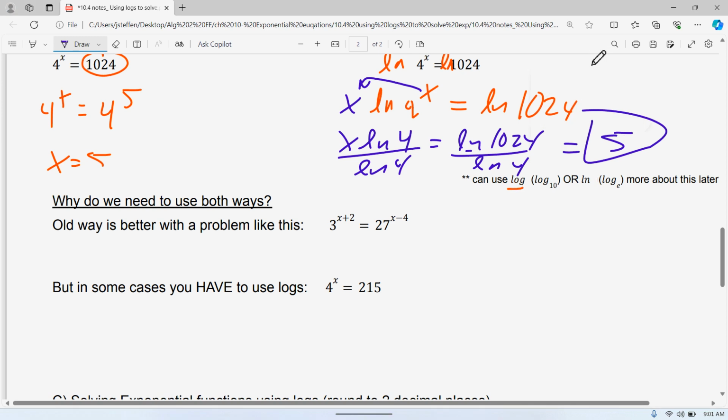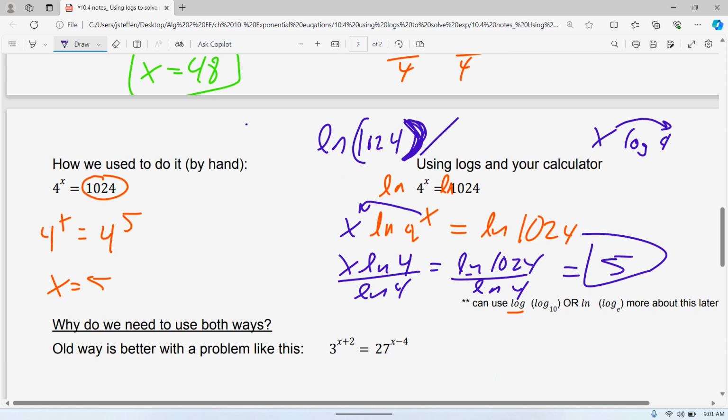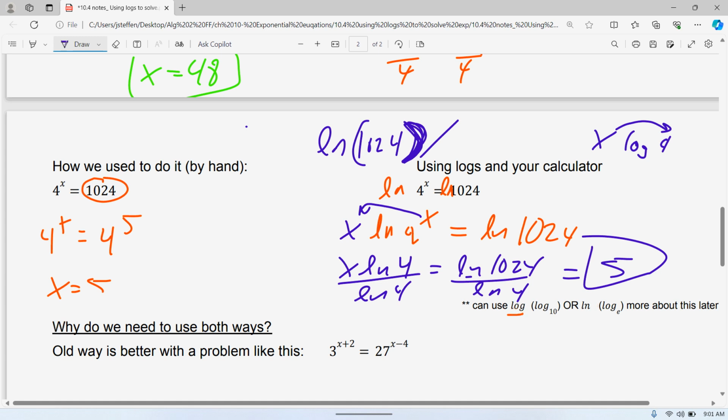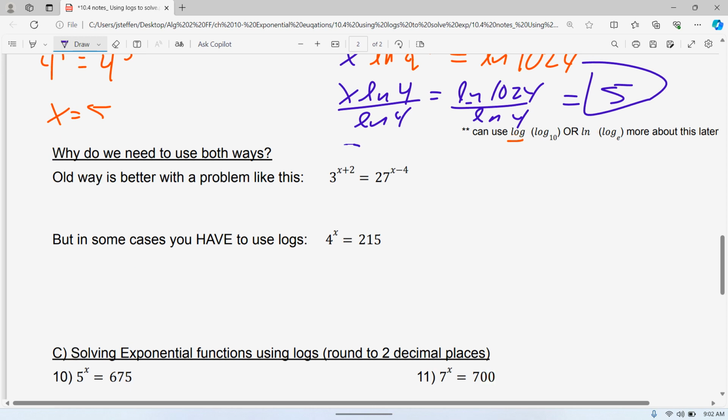So why do we need to know both ways? Because that's one of the things where students always say, well, why did you teach me both? And that's a really good example, just the ones we looked at. This way is really quick because this is a pretty easy problem. The other was a little bit more of a nightmare. We still got the same answer. But the only reason that worked out is because I could represent 1024 in base 4. A lot of problems you'll see, like the example I gave, I'm not going to do the whole thing, but it'd be easier the old way with that one because I know I can make 27 into 3 to the third.